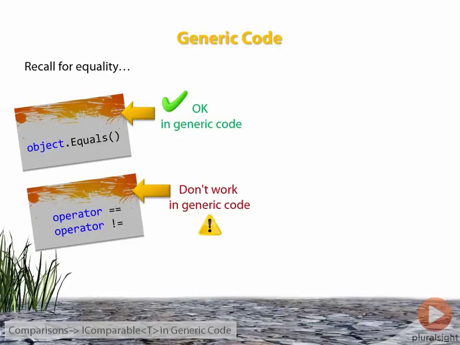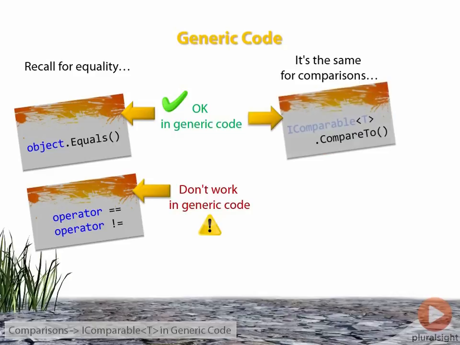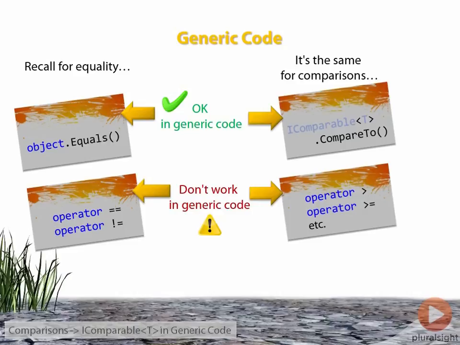Earlier in the course, when we looked at equality, we saw that it's very difficult to use the equality and inequality operators in generic code. You can only really use the operators if the type you are using them on is known for definite at compile time. And guess what? It's exactly the same for comparisons. If you want to use comparisons with generics, you'll have to use the IComparable<T> interface, but probably not the comparison operators, even if operator overloads have been provided.